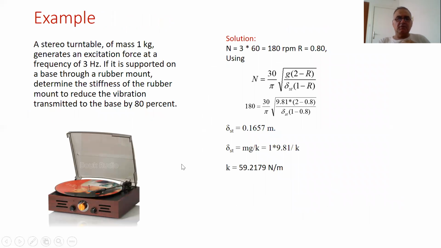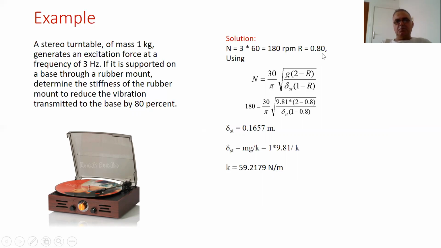There is an example here. Let's say that you have an old-fashioned stereo turntable with a mass of 1 kilogram, and its excitation frequency is 3 hertz. It has a rubber mount, which has a spring constant. And we want to find the stiffness of that rubber mount if the vibration is to be reduced by 80%. Okay. So we first have to find the speed in RPM. Since you have 3 hertz, you multiply by 60. So it's 180 RPM is your speed.